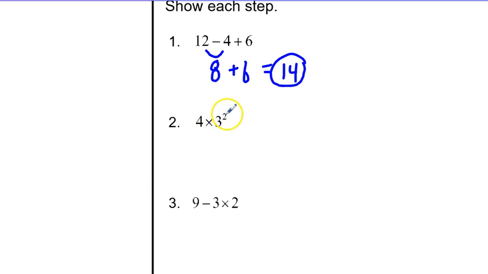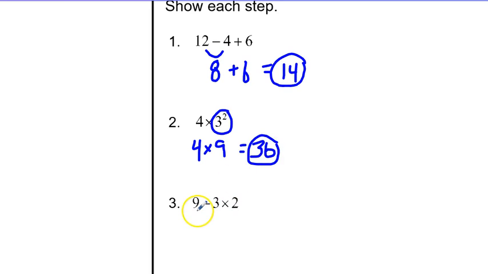4 times 3 squared. This 3 squared is your exponent. You have to do exponents first. 3 squared means 3 times 3, which is 9. And then we carry down that times 4. 4 times 9 is 36. So our answer is 36.